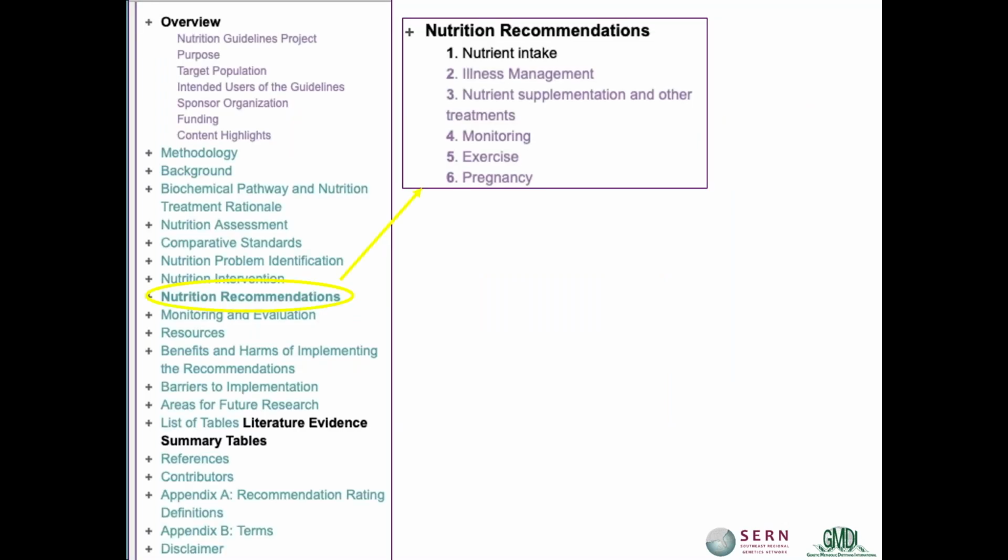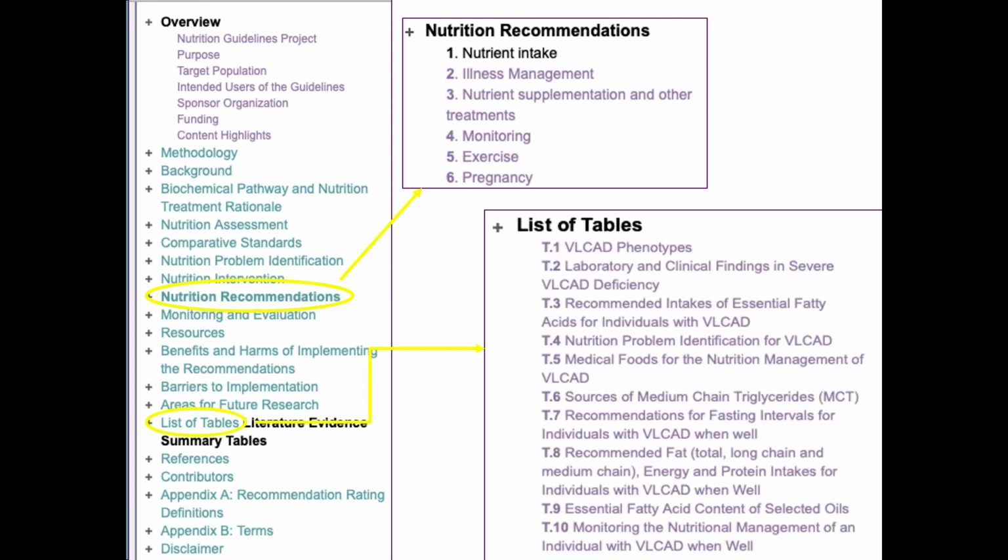These are the different sections that are in the web-based guideline. I'll point out a couple. So the nutrition recommendations section includes 6 different questions that we worked on, and we'll review highlights from each of those in this webinar. There's also a list of different tables, which I think people find very helpful, and again, I'll point out some of those in the talk.